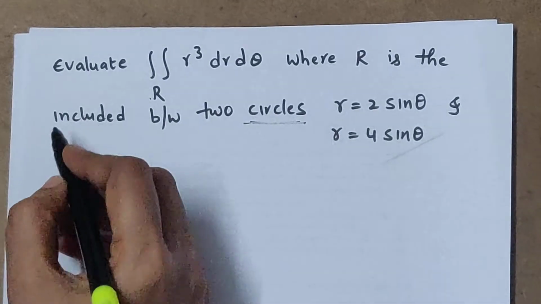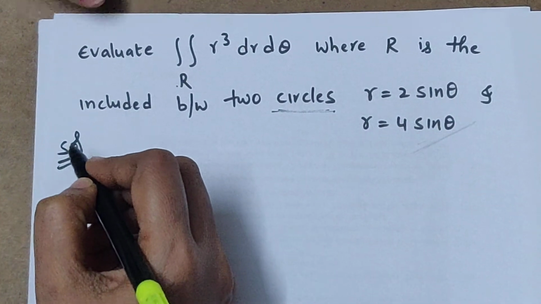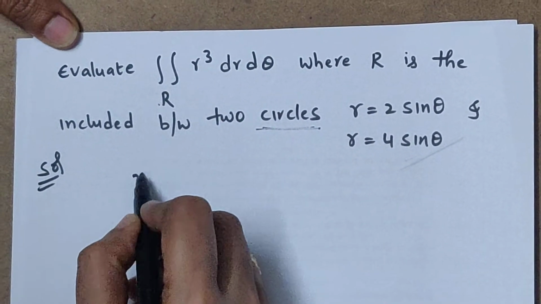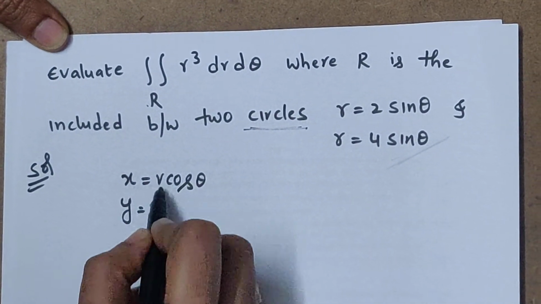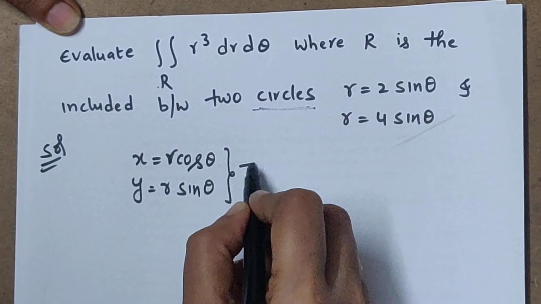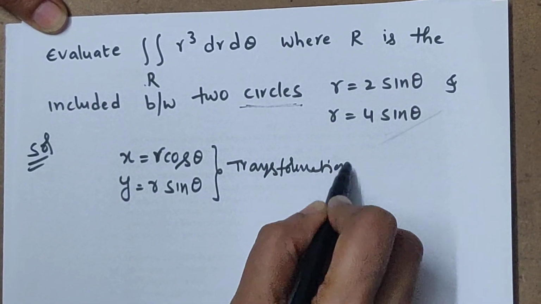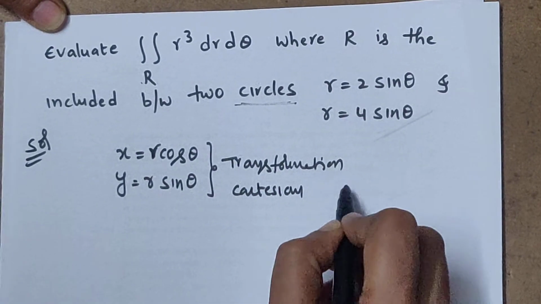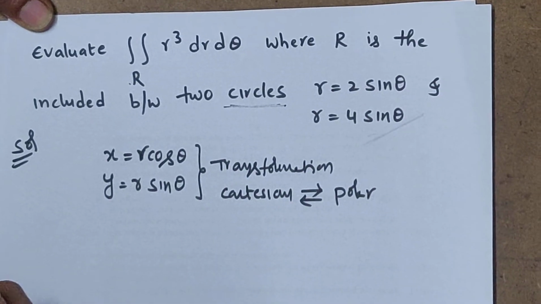To convert any polar equations into Cartesian equations, the transformations are x equal to r cos theta, y equal to r sin theta. These are the transformations to convert Cartesian to polar or polar to Cartesian.